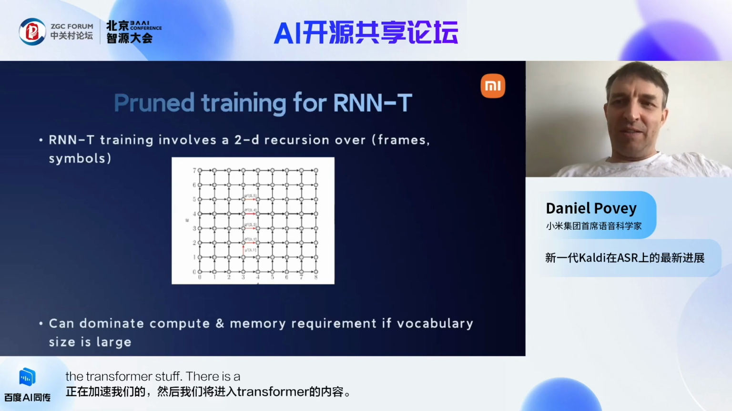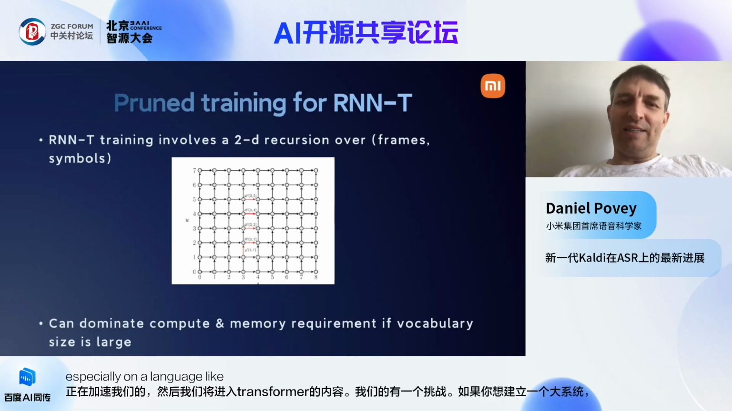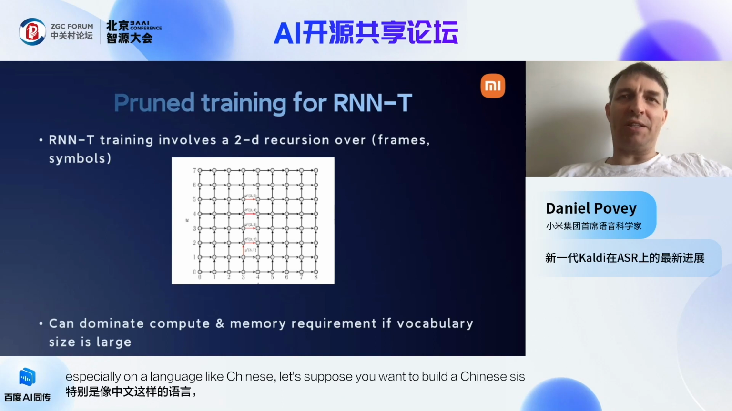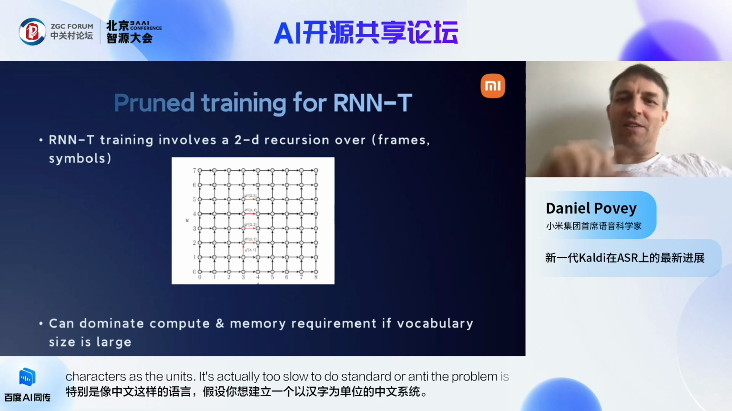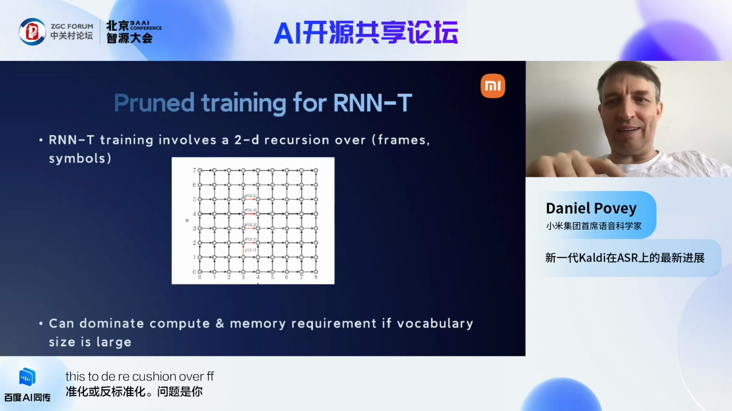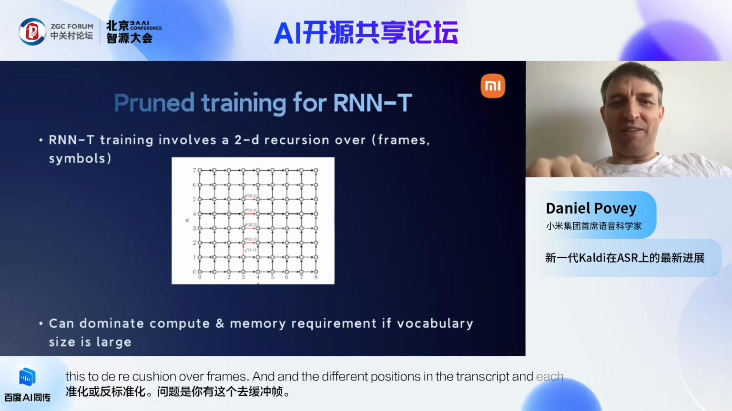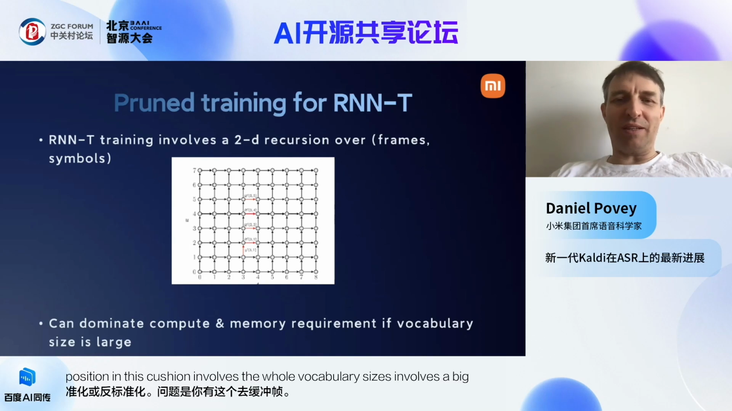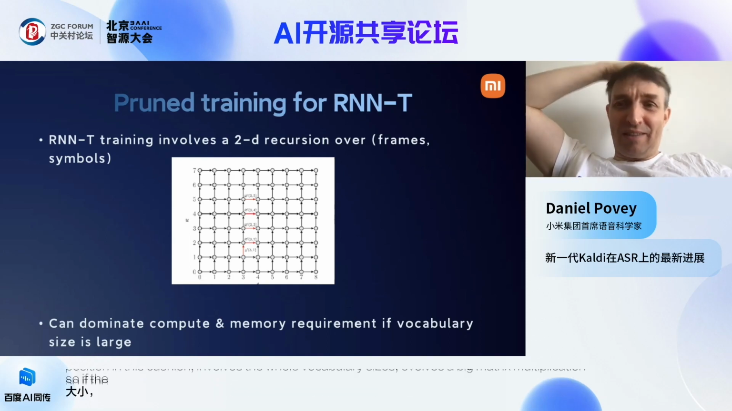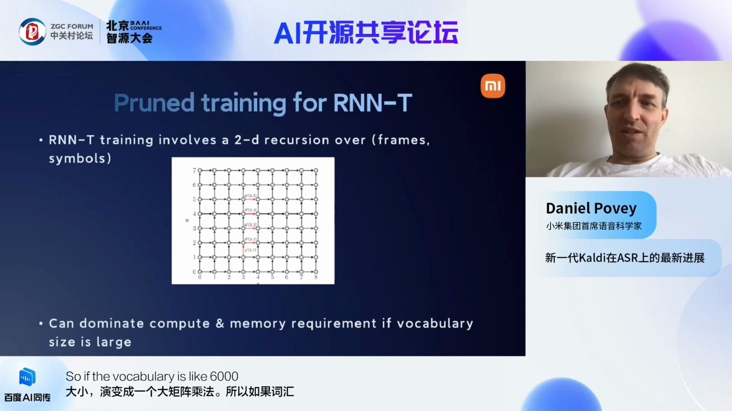So there's a challenge with RNN-T if you want to build a large system, especially on a language like Chinese. Let's suppose you want to build a Chinese system with the characters as the units. It's actually too slow to do standard RNN-T. The problem is that you have this 2D recursion over frames and the different positions in the transcript. And each position in this recursion involves the whole vocabulary size. It involves a big matrix multiplication. So if the vocabulary is like 6,000, it's too slow. You can't really do it.